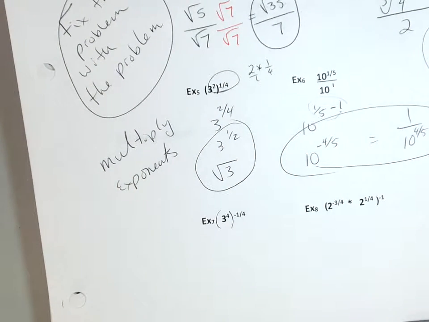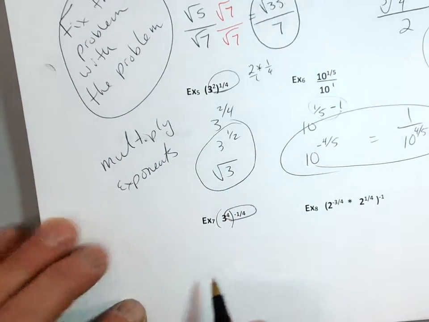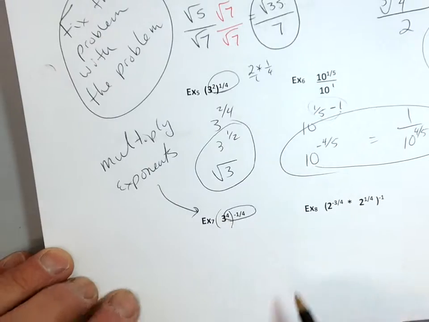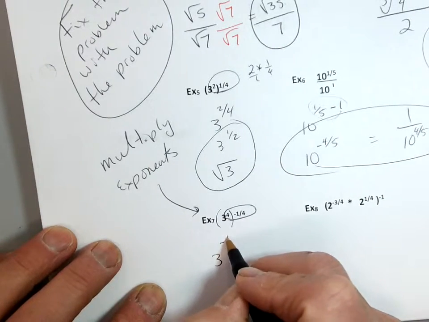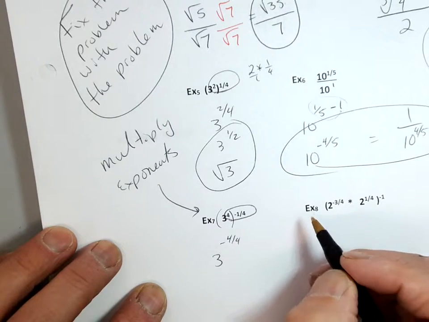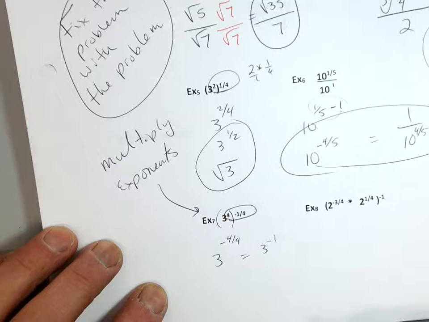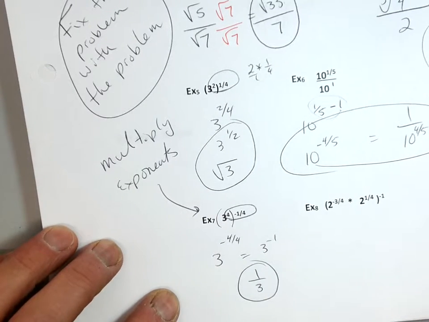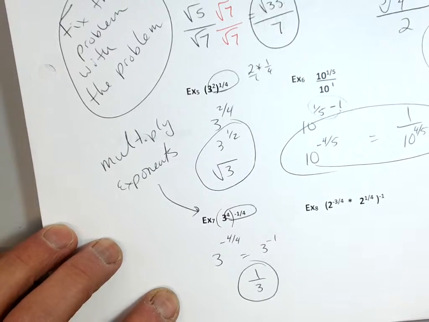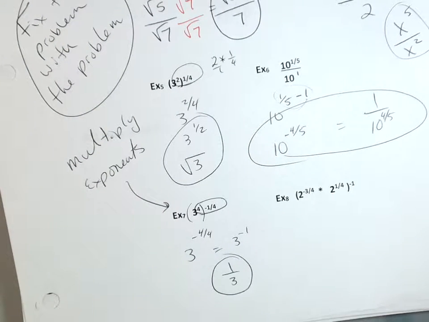Okay, example 7. Let's just multiply exponents, okay? I'm going to multiply exponents. So I'm going to get a 3 to the negative 4/4, which is a 3 to the negative 1, which is 1/3. Hey, we're getting good at this stuff, aren't we? Man, we are getting smart. So smart.